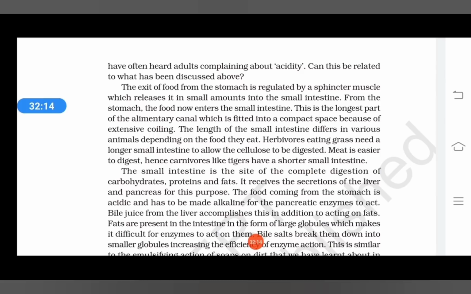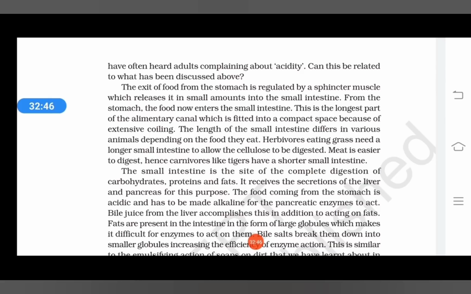This is the longest part of the alimentary canal, which is fitted into a compact space because of the extensive coiling. The length of the small intestine differs in various animals depending on the food they eat. Herbivores eating grass need a longer small intestine to allow the cellulose to be digested. Meat is easier to digest, hence carnivores like tigers have a shorter small intestine.